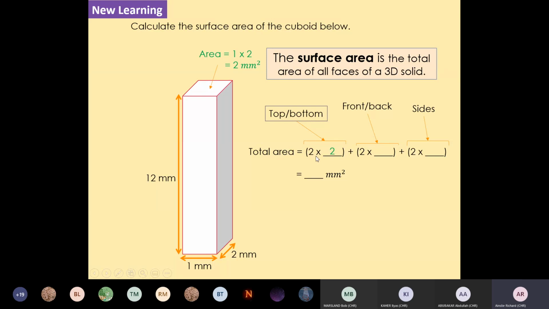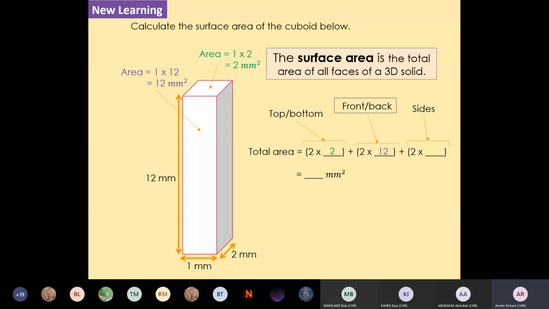Now we're going to look at the front and the back. So this rectangle that's at the front has a width of 1 and a height of 12. How do I work out the area of that? It would be 12 times 1, base times height, even though I said height times base. So 1 times 12, base times height, and that's 12 millimeters squared. But how many of these identical rectangles do I have? I have 2. So again, I'm going to double that 12, 2 lots of that 12.